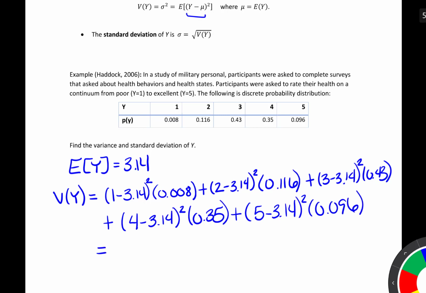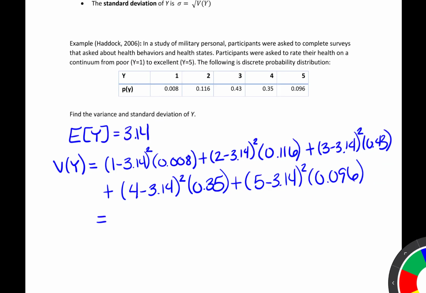So again, if you want to pause this for just a second, go ahead and put this in your calculator and see what you get. And I just realized that I made a mistake when I wrote this down. These should all be 3.41.